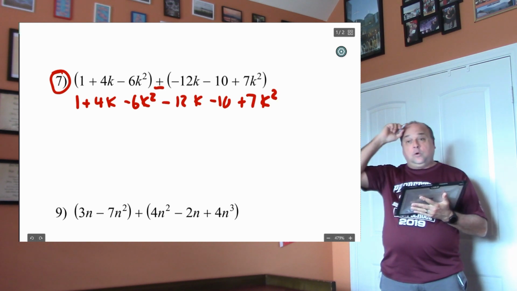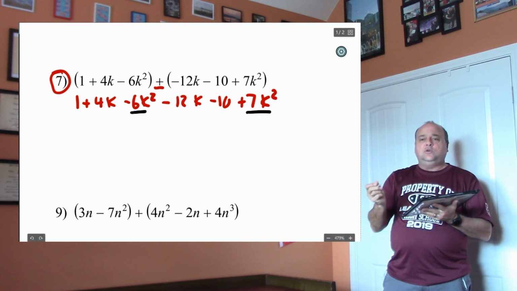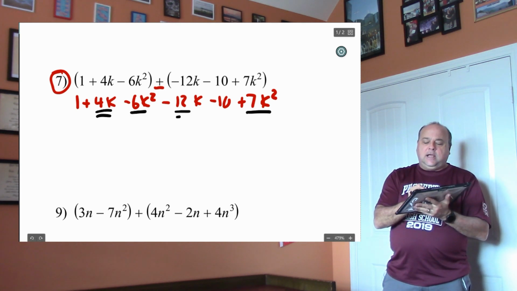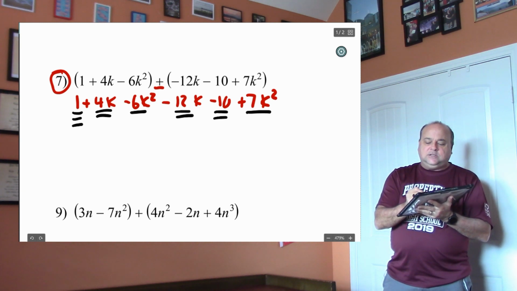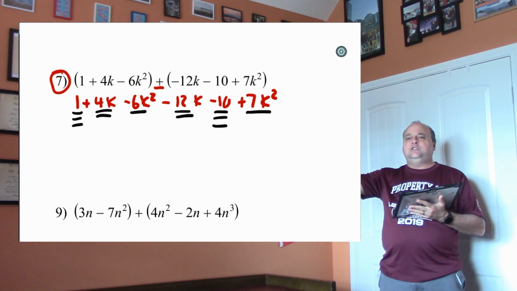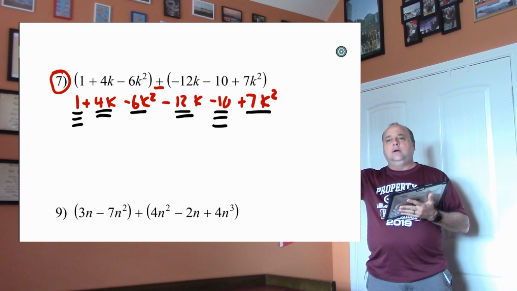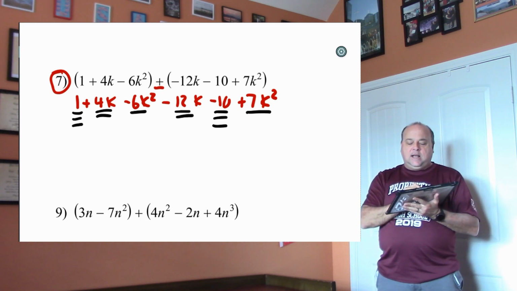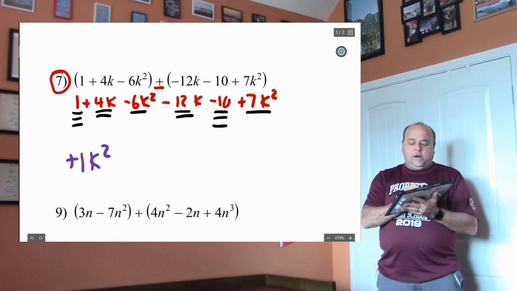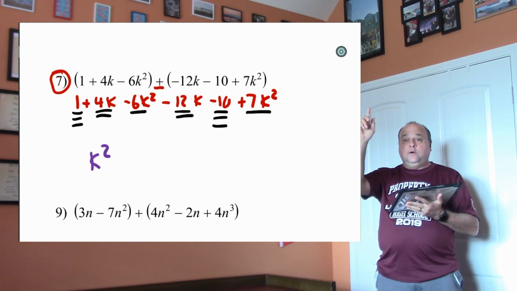Now then we're going to go through, we're going to single underline, double underline, triple underline. Single underline your k squares, double underline your k's, and triple underline your constants. That's the order that the problem will go in. So I'm going to do my single underlines, my double underlines, my triple underlines. And I'm going to get sign, number, letter, exponent. So on my single underlines I have 6 and 7, right? Negative 6 plus 7 is a positive 1. K squared, and I don't need the plus 1, do I? So just k squared.